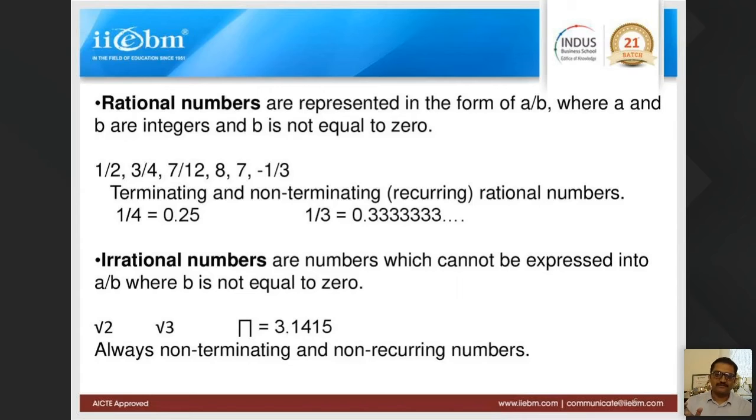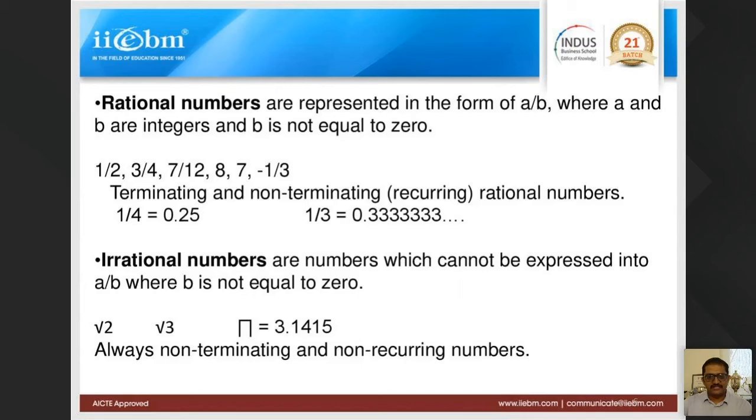What if my b is 0? Let us say 2 divided by 0. The number becomes infinite. So we are not sure what kind of number it is. So basically, a rational number, I would like to revise this again. A rational number is a number which can be represented in the form of a divided by b, where a and b both are integers and b is not equal to 0.